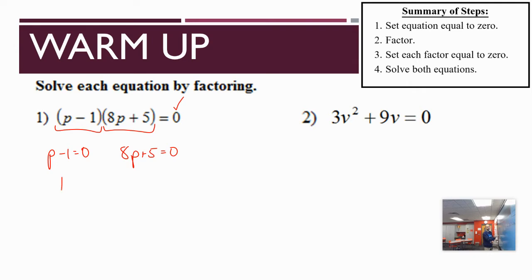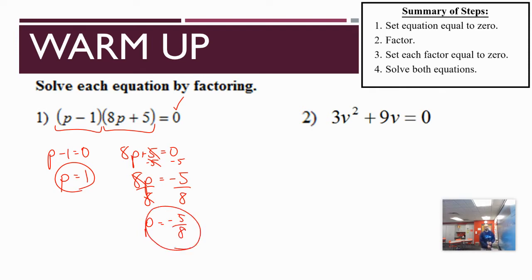All right, so for this first one, we just get p equals 1. For the second one, I subtract 5 on both sides, right? And then divide by 8, and I get p equals -5/8. And that's it. That's done.